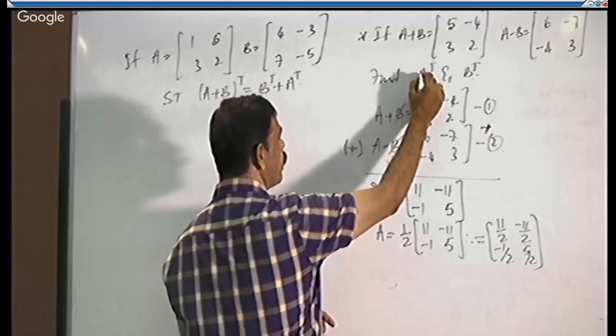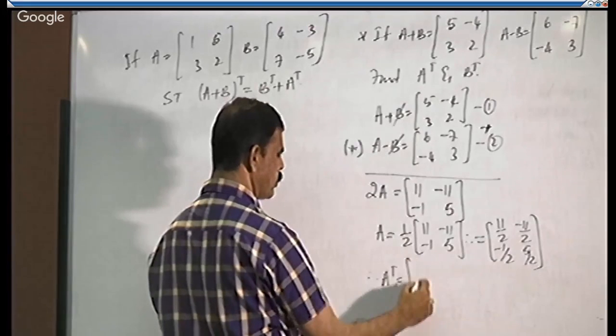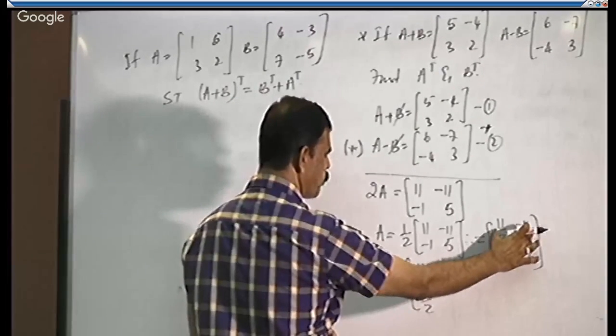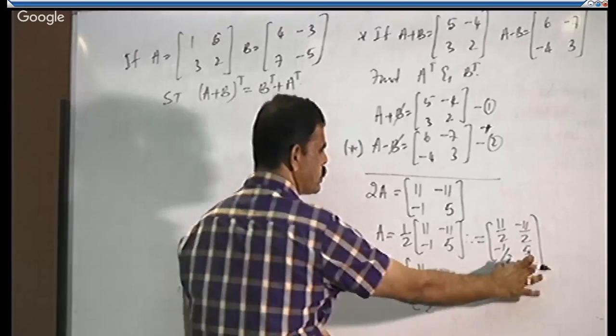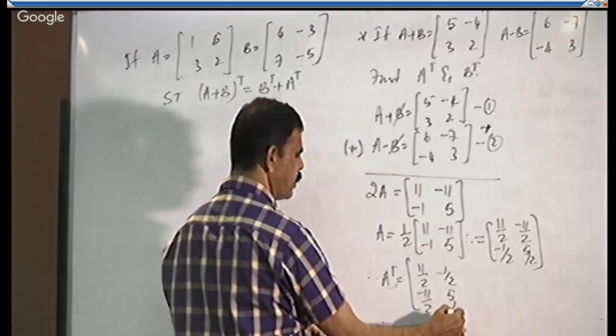We need A transpose. Just make it transpose. A transpose is equal to what? Changing rows into columns. First row is made as first column. Second row is made as second column. See, minus 1 by 2, 5 by 2.